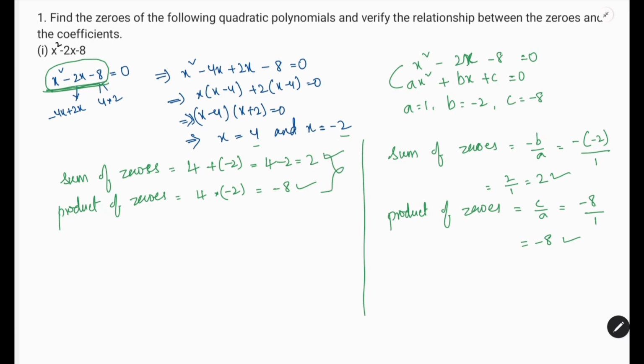Now the next one. For this one, the polynomial is 4s square minus 4s plus 1 equal to 0. Split this one. See, 4 can be written as 2 into 2. Now this minus 4s can be written as minus 2s minus 2s. We'll split this one: 4s square minus 2s minus 2s plus 1 equal to 0.